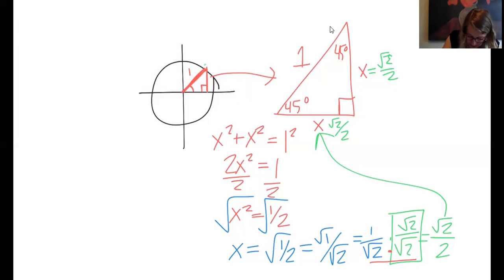So that means that this point right here is (square root of 2 over 2, square root of 2 over 2), because we just found the x value and the y value. Great. We just found one of our key pieces.